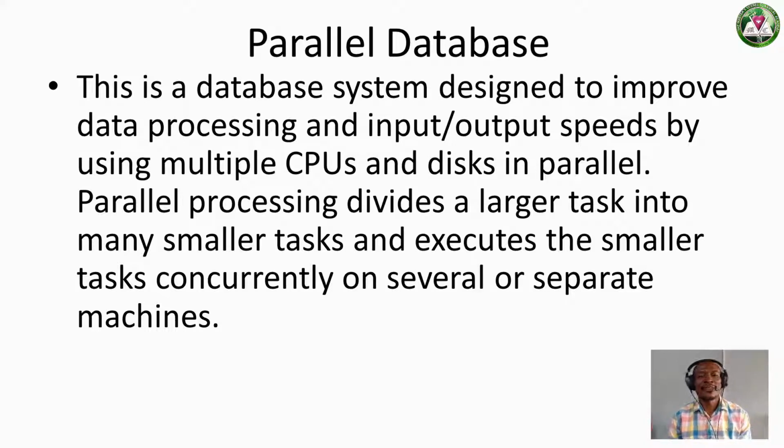Okay? Alright, so here we are talking about parallel database. So parallel database is a database system designed to improve data processing and input-output speeds by using multiple processors and disks in parallel. I said it's a database system designed to improve data processing and input-output speeds by using multiple CPUs. When I mention CPUs, I'm talking about processors. Okay? Multiple CPUs and disks in parallel. Parallel processing divides a larger task into many smaller tasks and executes the smaller tasks concurrently on several or separate machines. Okay?